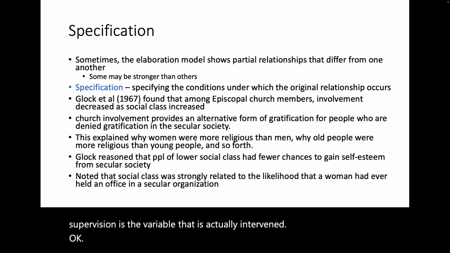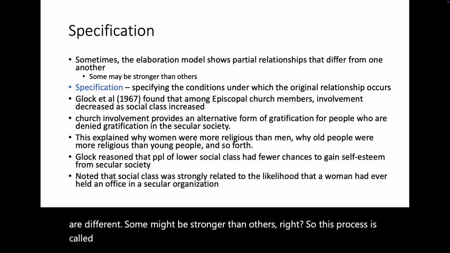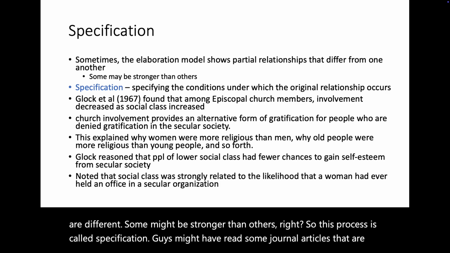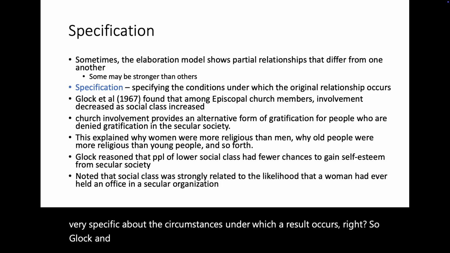Sometimes the elaboration model shows some partial relationships that are different. Some might be stronger than others, right? So this process is called specification. You might have read some journal articles that are very specific about the circumstances under which a result occurs, right? So Glock and colleagues did a study in 1967.